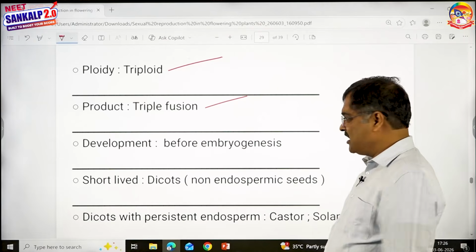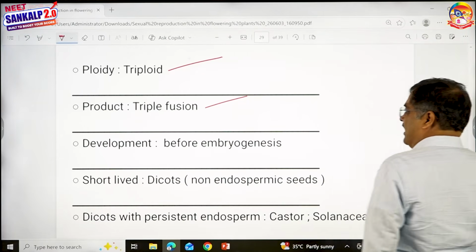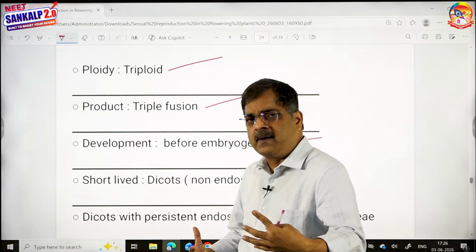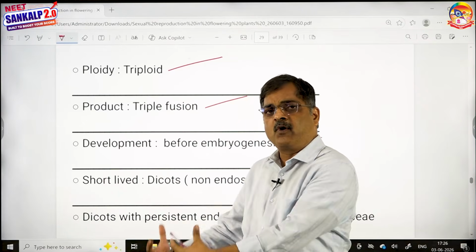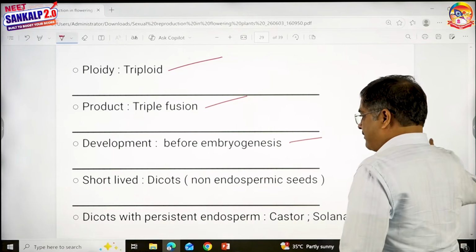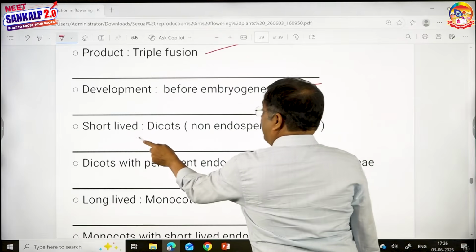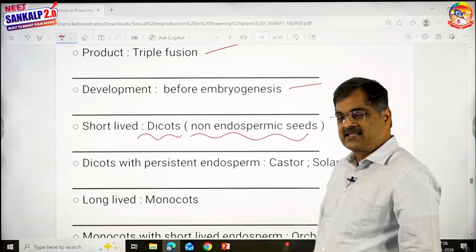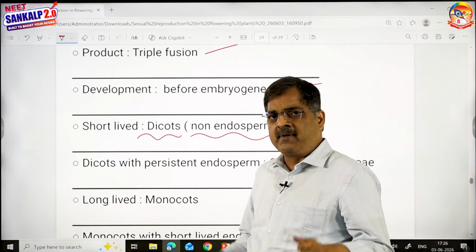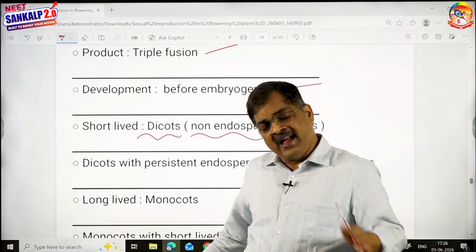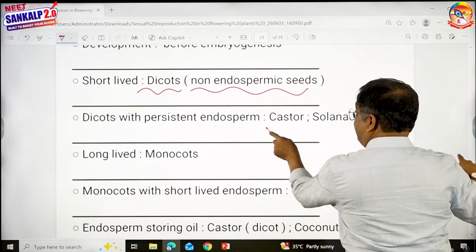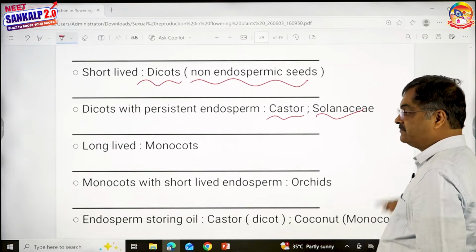We have the last 3-4 minutes, children. Just concentrate here. Endosperm develops before embryogenesis. Why? Because only when endosperm is produced in large quantities can it provide nourishment to the developing embryo. Endosperm is short-lived in dicots. That is the reason they are called non-endospermic. Some of you believe that non-endospermic means endosperm is not at all formed. Wrong. Endosperm is formed but short-lived. Dicots with persistent endosperm, very important: castor and Solanaceae.